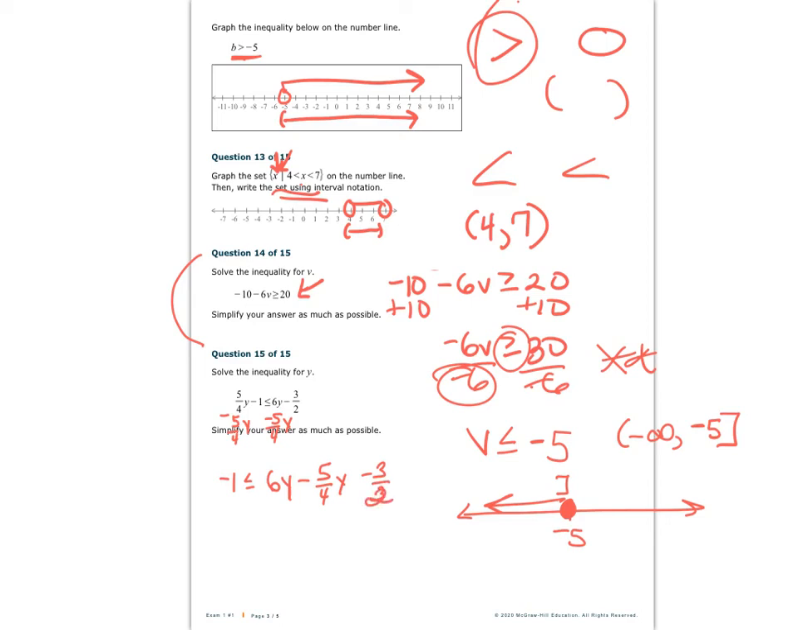And let's add 3/2 to the other side. So we're going to have -1 plus 3/2 is less than or equal to 6y minus 5/4y. And right now I say, okay, I have fractions on both sides. I have to either combine these, or I have to eliminate the fractions like I did in one of the previous examples. Both of those strategies will work. You just got to pick one that you like.